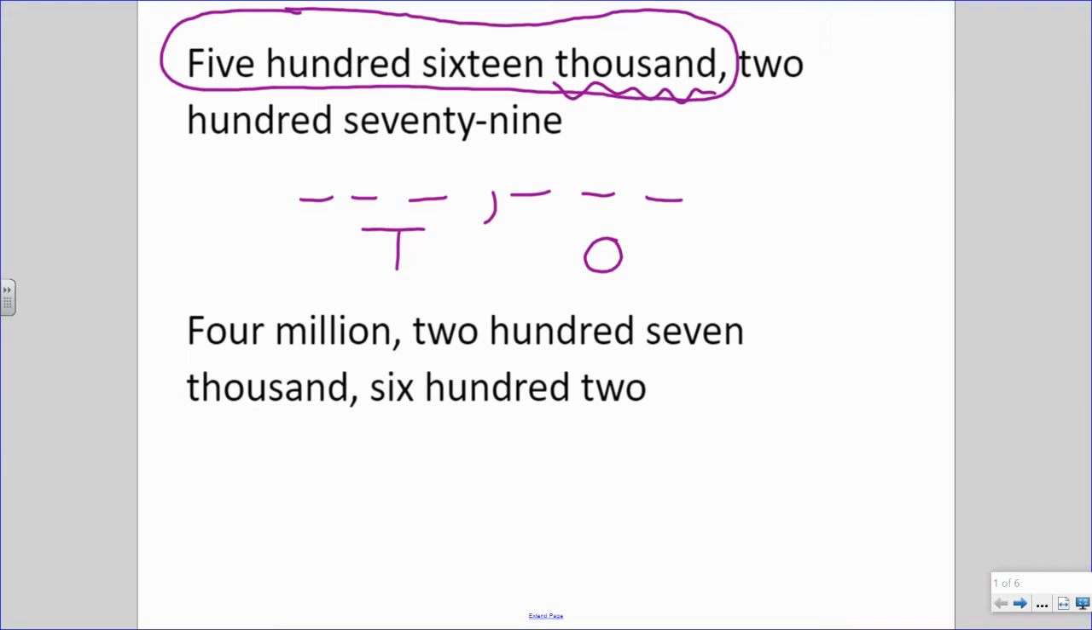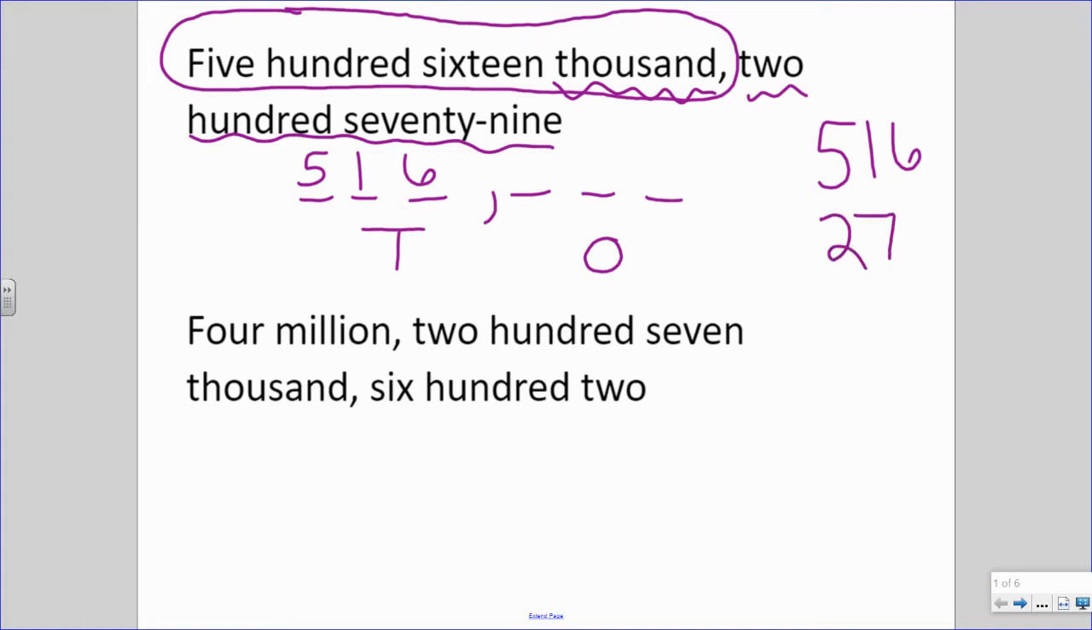The first one says 516,000. If I write the number 516, it is 3 digits, and I have exactly 3 place values in the thousands period. So I'm just going to fill that in, Captain Obvious, 516. And if I look at that again, it says 516,000. The next period says 279. So I'm going to write that down, 279. 3 digits. I have 3 parking spots.